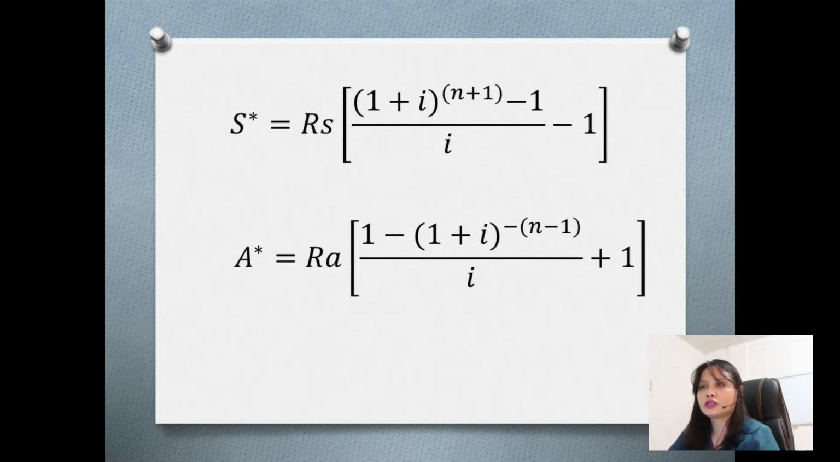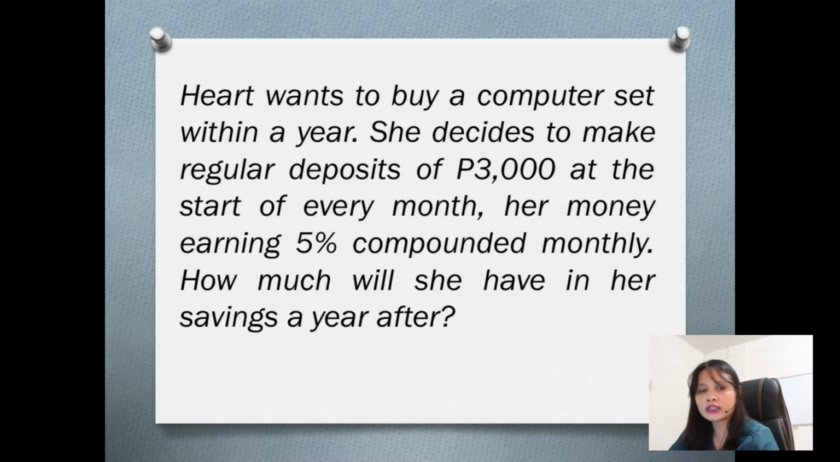For example, Heart wants to buy a computer set within a year. She decides to make a regular deposit of 3,000 at the start of every month. Her money earns 5% compounded monthly. How much will she have in her savings after a year? So what is the unknown in this particular problem?